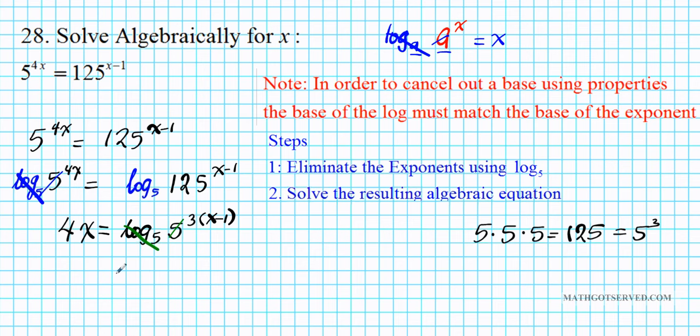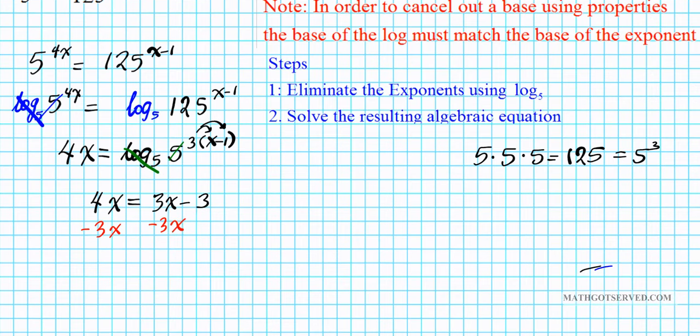Okay, so now we have 4x equals, now we want to distribute this 3 to the x minus 1. So we have 3x minus 3. To get x by itself, we subtract 3x from both sides of the equation. All right, and that yields x equals negative 3. And that is your answer for problem number 28.